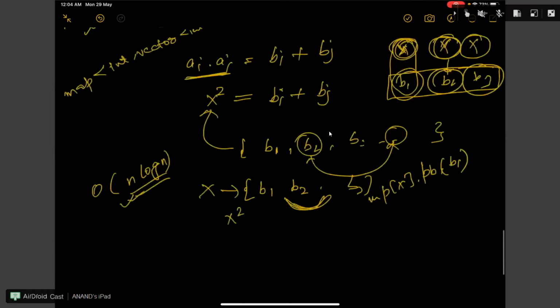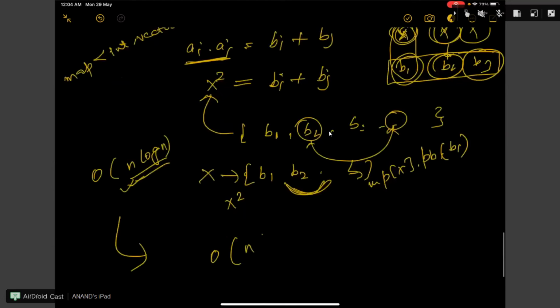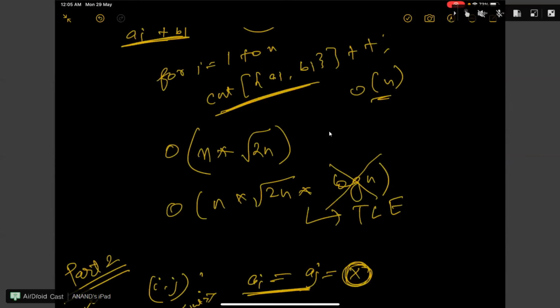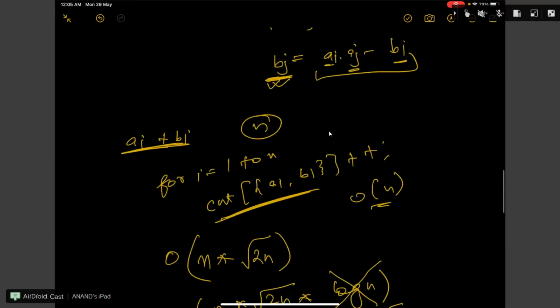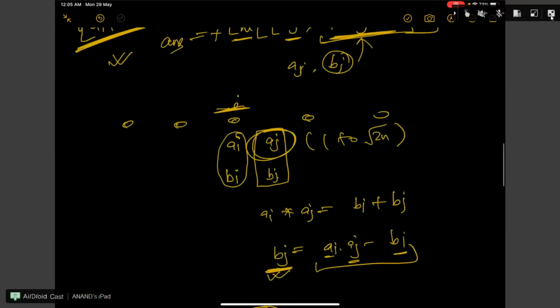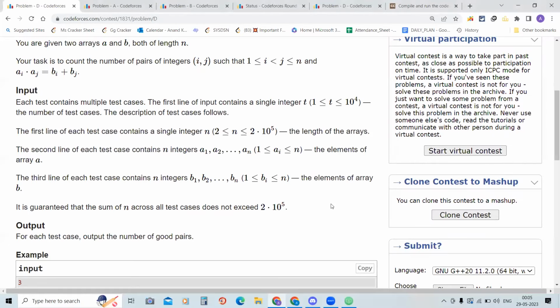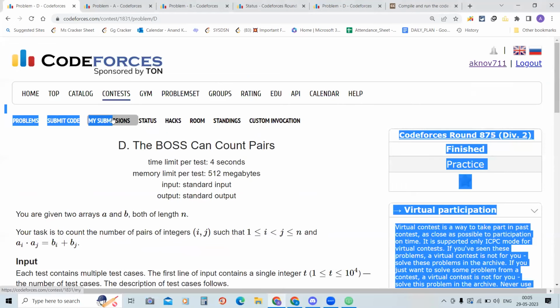So the calculation of part 2 will take you no more than O of n log n time. The only hectic part is removing this log n from the first part. If you see the very first part, let me first show you my solution, then I can tell you how I optimized it. So let's see my solution.